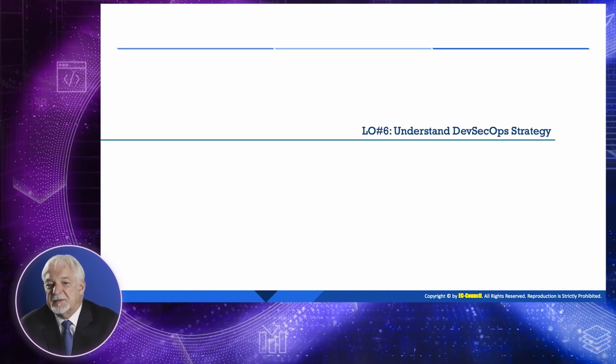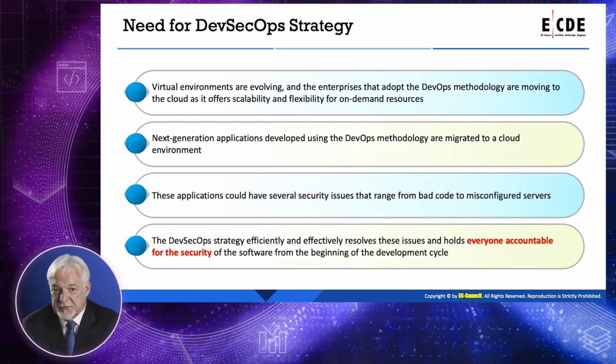In this next lesson objective, we're going to understand DevSecOps strategy. How do we go about deploying this? What are we going to look at as far as getting this organization to change from a DevOps into a DevSecOps type of organization? There's a need for DevSecOps strategy, obviously.